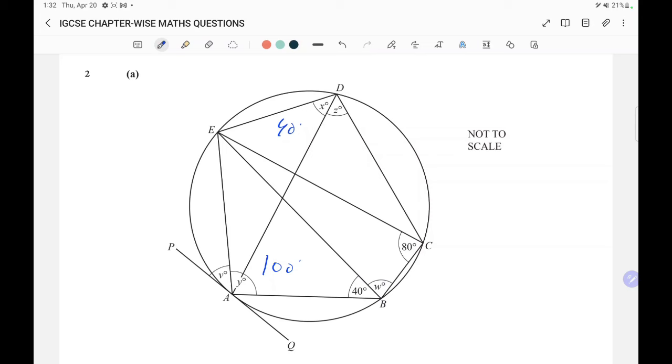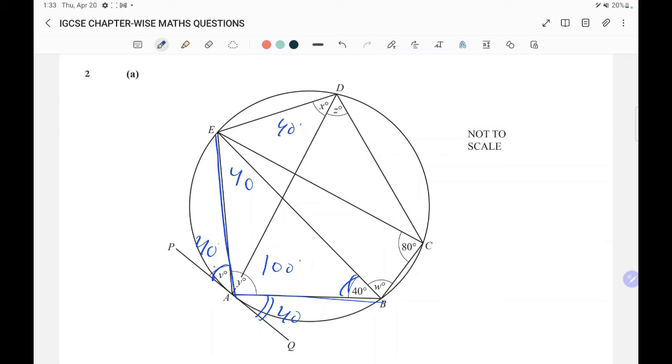Okay, next. According to alternate segment here, this makes angle 40 here, so it should be 40 here. So this is 40, this is 100, so this should be again 40. So if this should be 40, then this should be also 40. Okay, great.